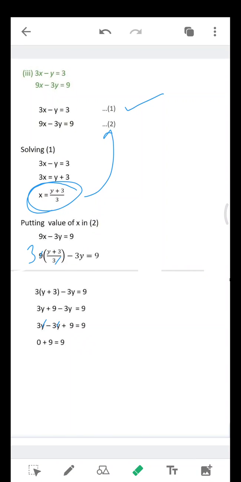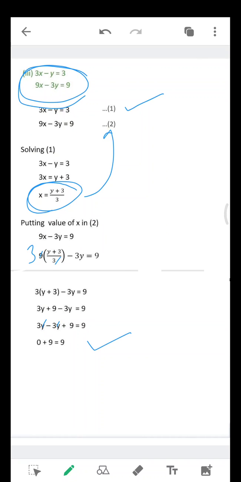So do you think this is a solution? Are we able to find any value? No, we are not able to find the value of any variable because this has infinite solutions. How many solutions does it have? Infinite solutions. That is the reason we are not able to solve it by this method.